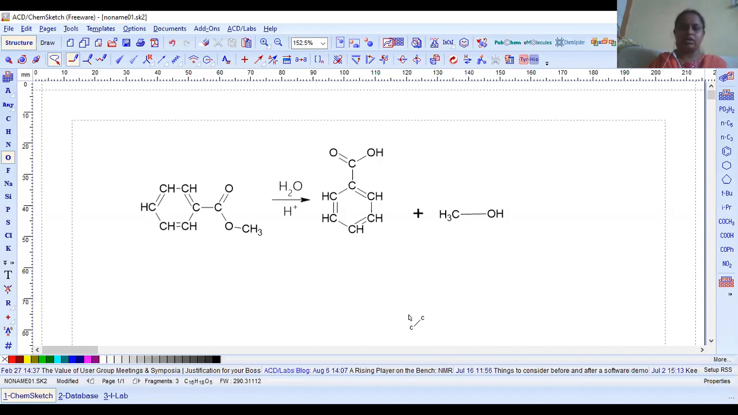I have shown. You can take the screenshot and do the rest, and you can solve the rest of the problems like this. So methyl benzoate, take the ester, add water in the presence of acid, and this benzoate will convert to benzoic acid. Methyl will convert to methanol.